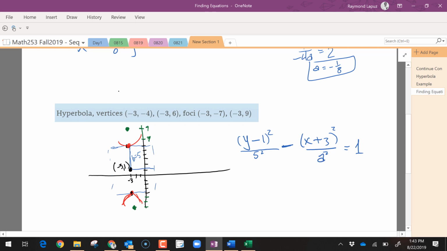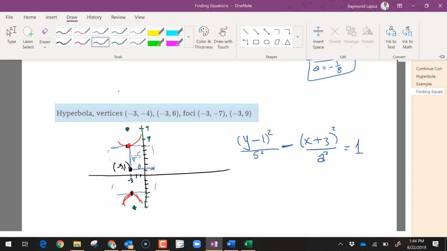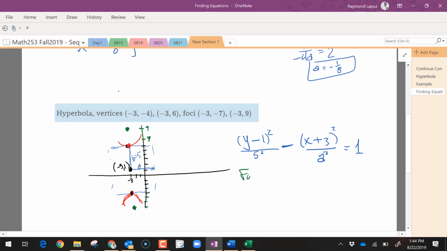So a is the horizontal distance, and at this point it is unknown. Like I said, I think there was some relationship between a, b, and c, right? So the foci has some information about c. Do you remember what the formula for the foci was? What was it again?